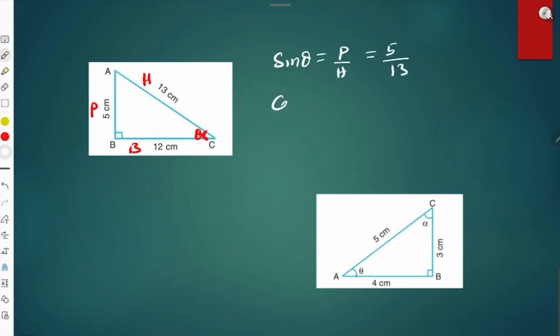Similarly, you can find out cos theta equal to base by hypotenuse. So what is the base? 12 by hypotenuse, which is 13.